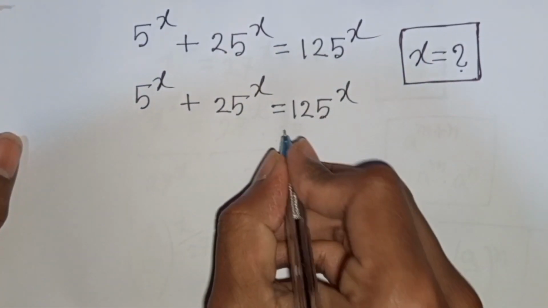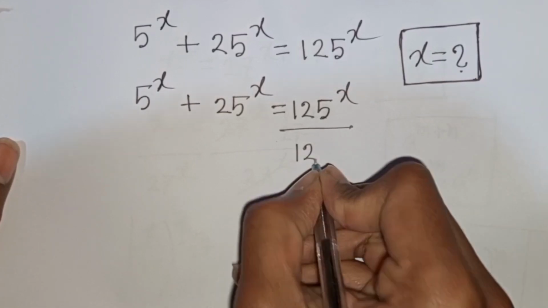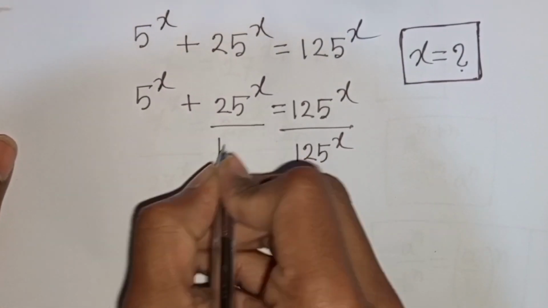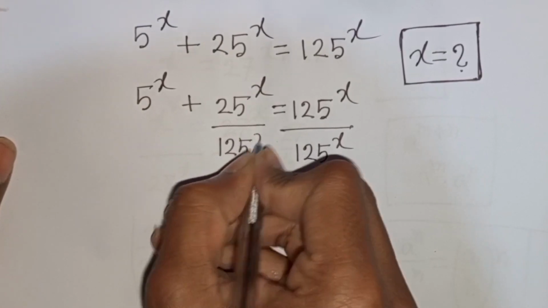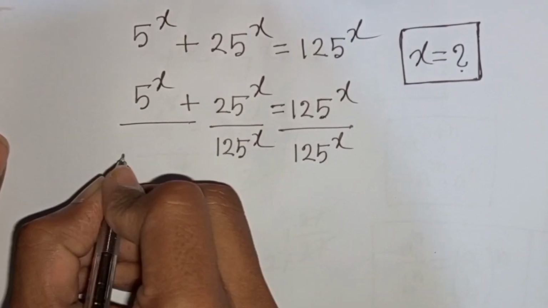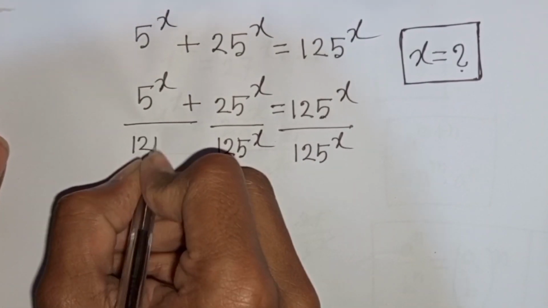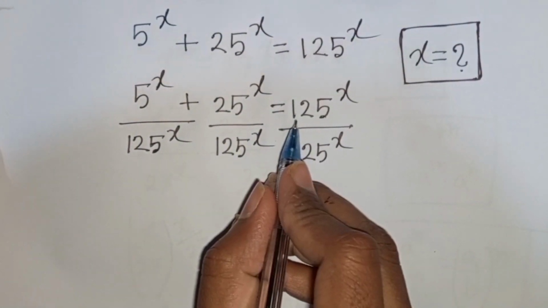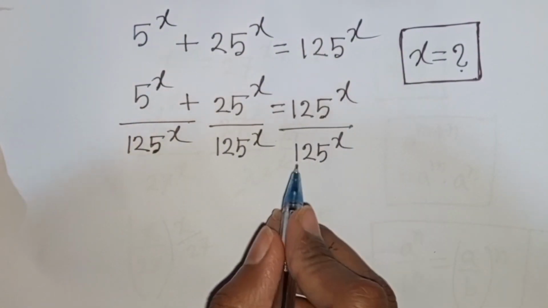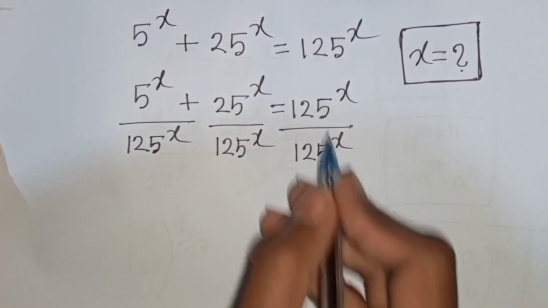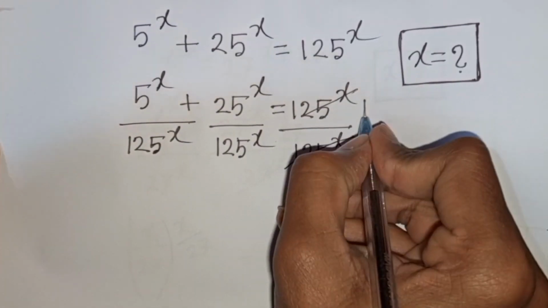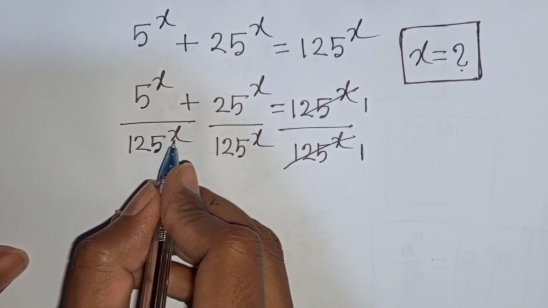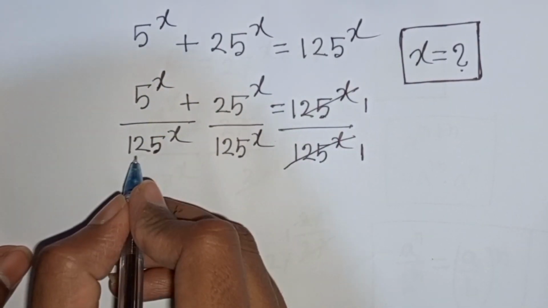So we divide by 125 power x, divided by 125 power x, divided by 125 power x. Now we see this 125 power x, this 125 power x will be cancelled. So here on, here on. Now from here we see x, same power but different base.